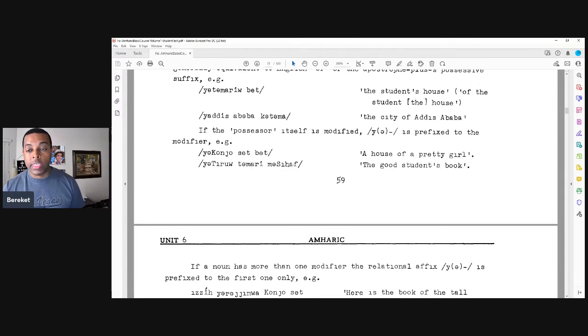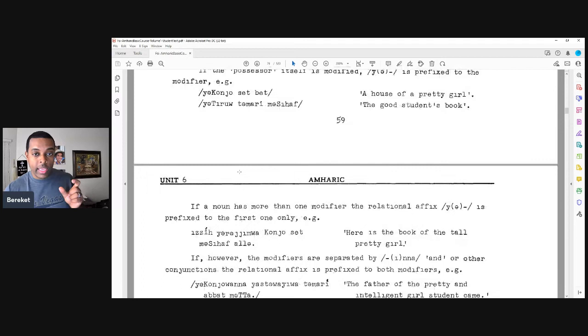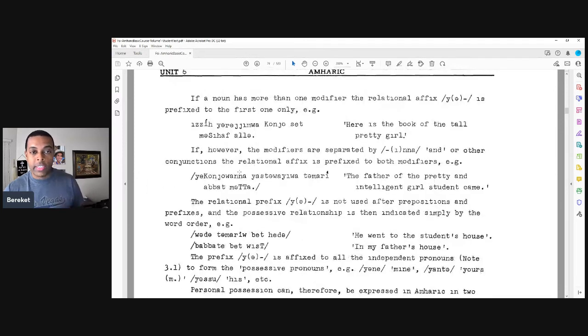Yatoro Tamari Misaf, right? The book of the student, but the book of the good student, or a book. Yeah, the book of a good student. So a good student's book is how you'd read that. So again, it's just moving back to the modifier if there's a modifier there. If it wasn't there, it would just be Yatamari Misaf, the student's book. If there's multiple modifiers, sometimes you can have multiple adjectives, and it's going to go on the first one. And sometimes, in some cases, though, it can be added to each one, especially if it's separated by the ana construction, the suffix that goes on at the end of a word.